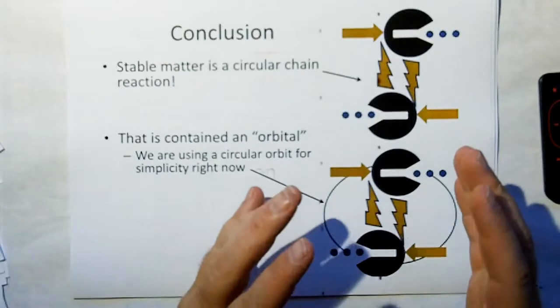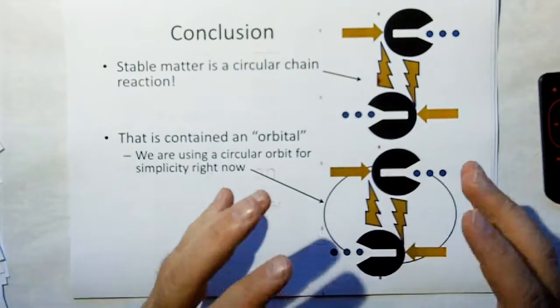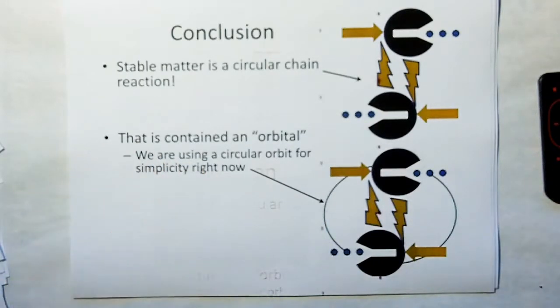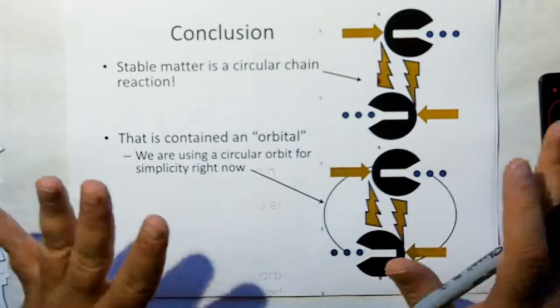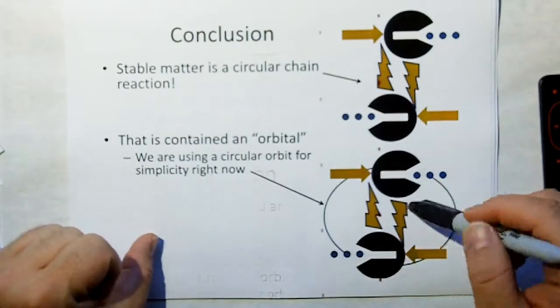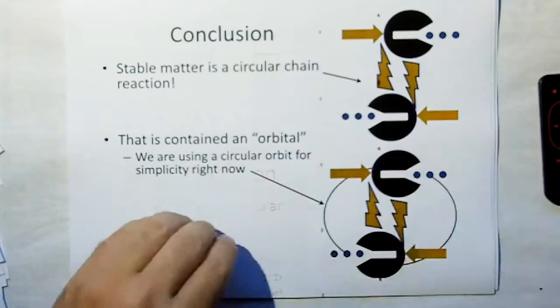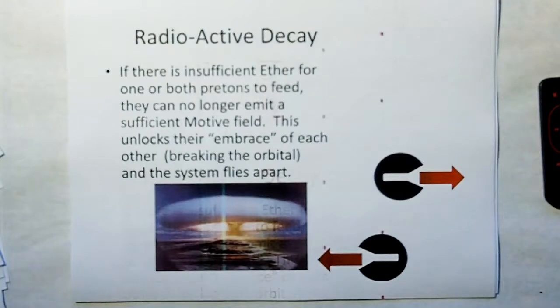An orbital could have a particular shape, and we're using the word orbital because it comes from chemistry, and we know as atoms get bigger and bigger, the pretons take on different orbital shapes. We're preparing to use the same terminology. We're showing it as circular right now just for brevity and ease of drawing. But essentially, this is a circular, self-regenerating chain reaction that keeps the pretons in orbit. If there's insufficient ether for one or both pretons to feed on, then they can no longer emit a sufficient motive field. This unlocks their embrace of each other, breaking the orbital apart, and the system flies apart.